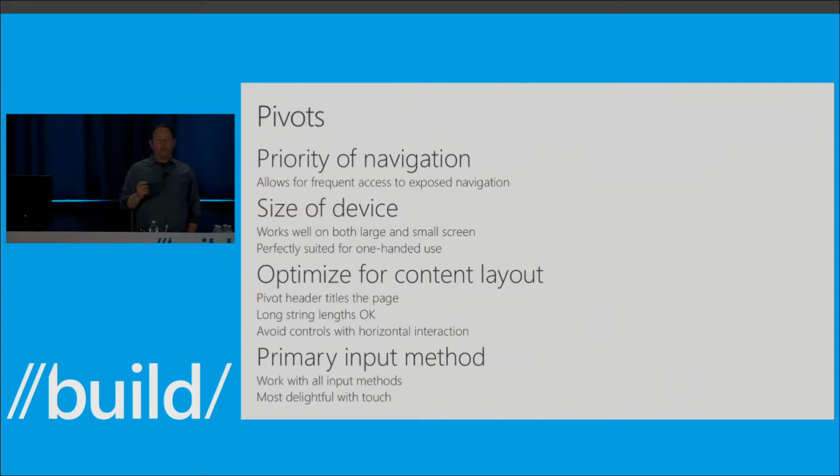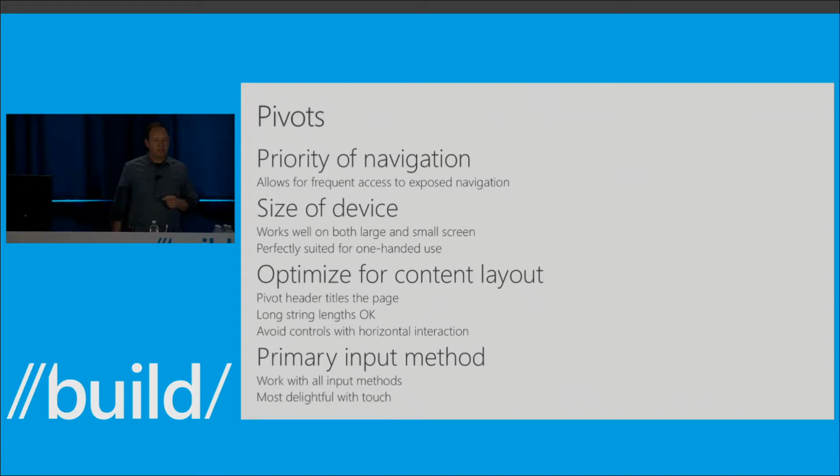Because of the way pivots work, it works well on both large and small screens, but because of the flicking left and right navigation, it works really well for one-handed use as you look at your phone devices. As far as optimizing for content layout, the pivot header works really well to set up the hierarchy of your page. The user knows when they come to the page that this is the top and then everything just reads down. Long string lengths with the pivot control are okay because as the string lengths become longer, the pivot just bleeds off to the right, and as you swipe them in, then you can see the complete titles.